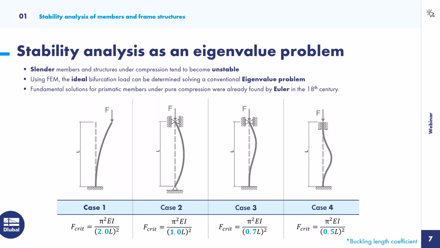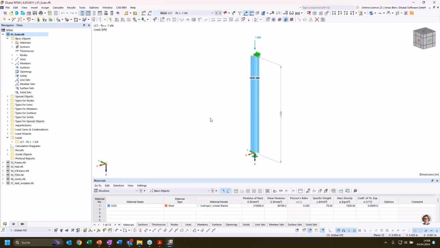We want to start with some fundamental solutions that are very well known amongst civil engineers. Euler already in the 18th century provided some simple analytic solutions for prismatic members under pure compression. They are well known as the Euler cases. I have listed the 4 fundamental cases here with the analytical formulas to calculate the bifurcation load or the critical load. In the first step, I want to go into our program now and try to simulate Euler case 2 and make a small comparison to see if we can evaluate the correct critical load according to Euler and what else we can get from our structural stability analysis.